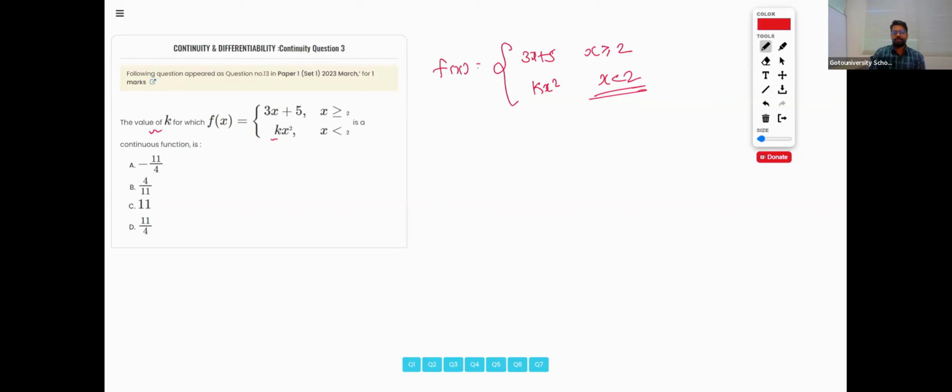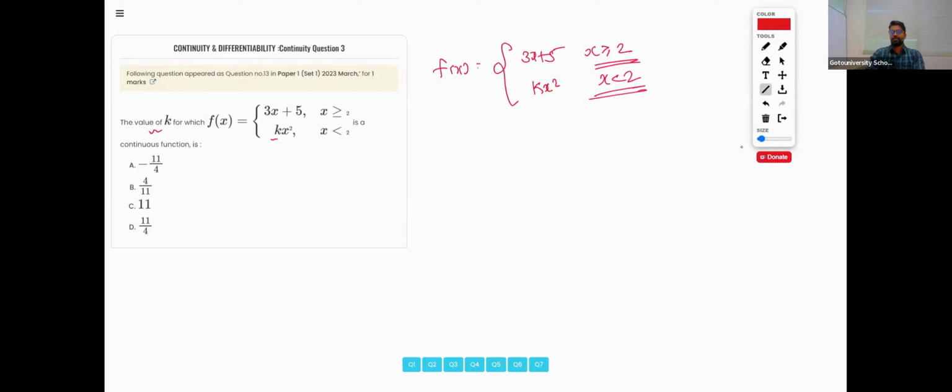To find the value of k, we have to look at a certain point. Which point? The point where there is a change in the value. That is, if it has to be continuous, then we need to look at the point where it is possibly discontinuous. We don't fix the value of k. That is at the point x is equal to 2, right?